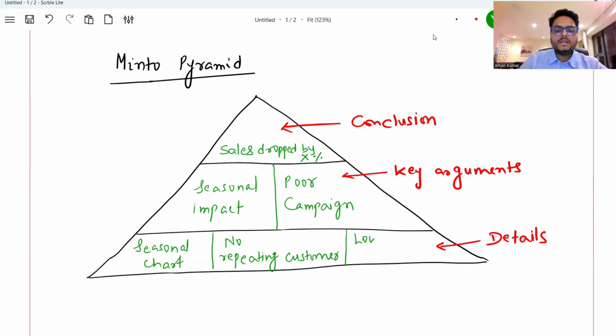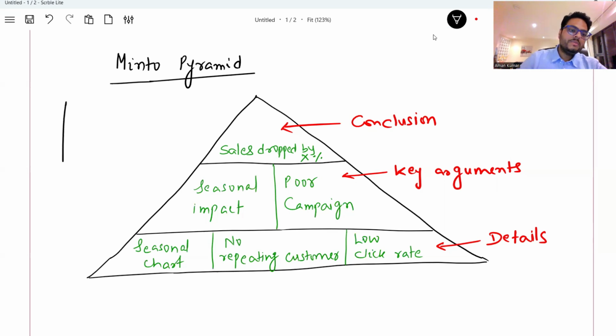For the poor campaign, another supporting argument or chart, or data I can present here, could be low click rate. So when I'm sending my campaign to people in emails, the click rate is very low. I can support this with some data. So you see how the story is flowing here.